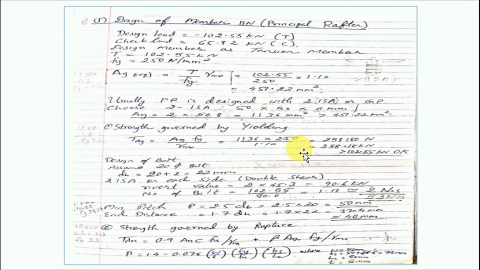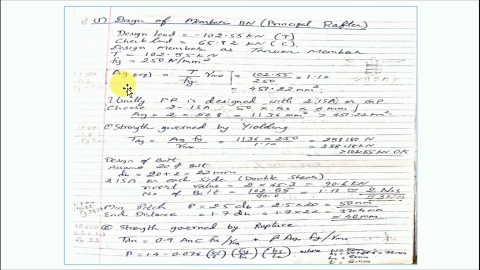We have already calculated for one member as BN and NM. We are using those forces for the design of member BN as a principal rafter. So dead load we have already calculated in tension, and live load we have already calculated in compression. We are designing for tension members. Our principal rafter will be designed as a tension member, T equal to 102.55 kilonewton. Fy we have already 250 newton per mm square.